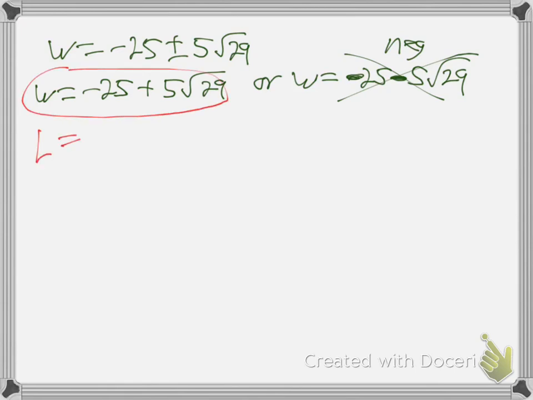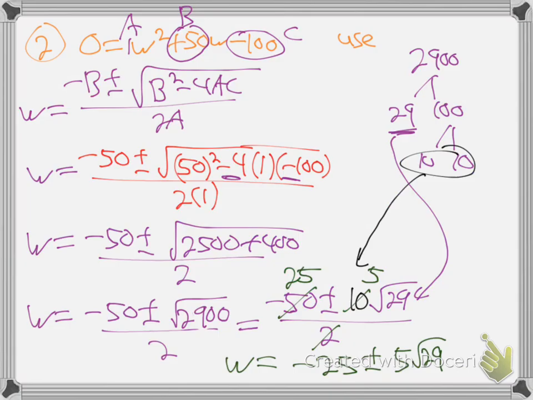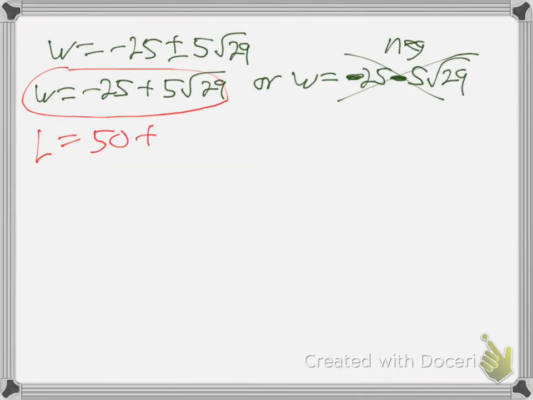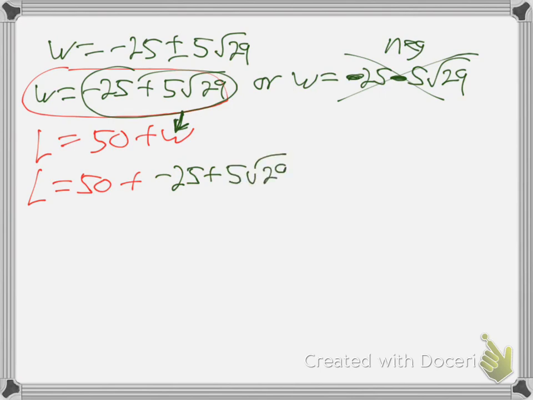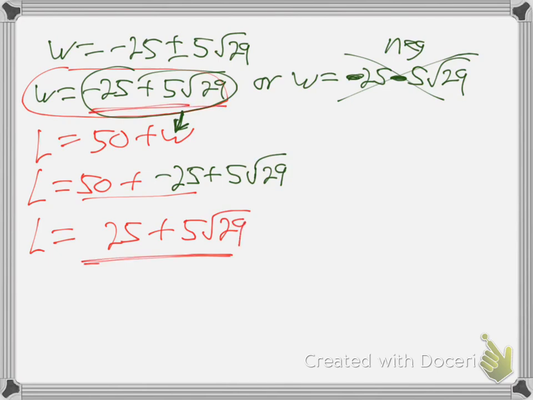What's the length? Remember what we had back here for the length? 50 plus W. So the length is 50 plus, and then you just plug all of this in there for W. And you get 50 plus minus 25 plus 5 root 29. 50 minus 25 is 25, plus 5 root 29. There's the length. There's the width. We got it.